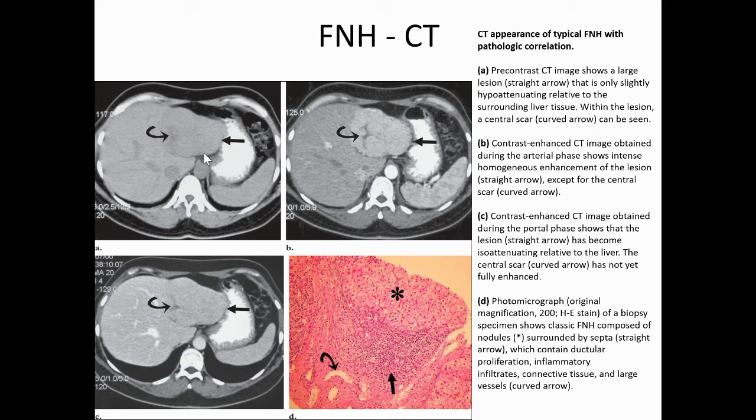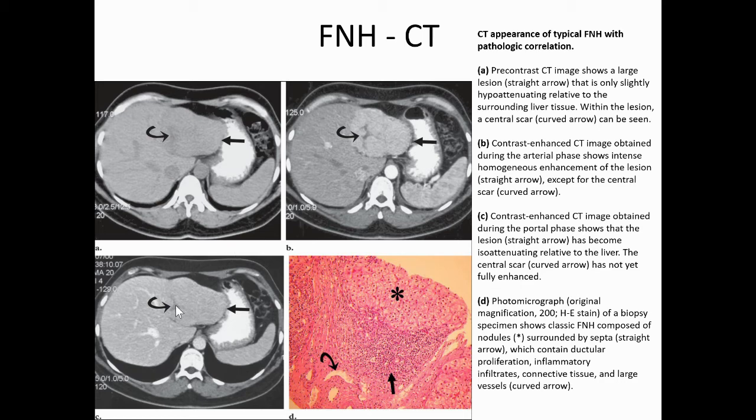subcapsular lobulated lesion, which is either the same color as the liver or a little bit more dark, so hypodense. And if you give the patient contrast, then the lesion will enhance homogeneously. However, bigger lesions will contain a scar, which is fibrous tissue, and I hope that many of you have guessed that the fibrous component will enhance, but it will enhance later.